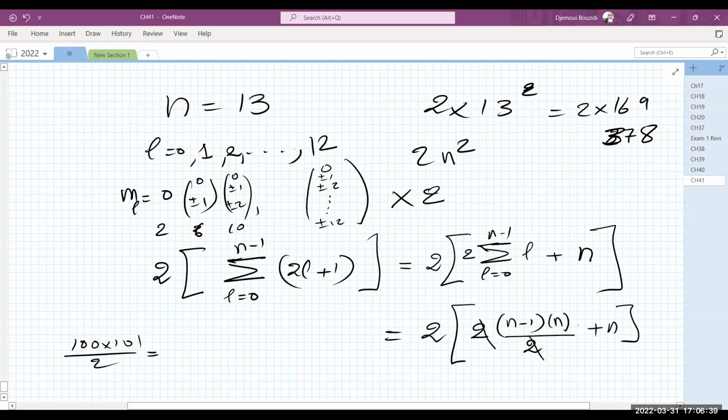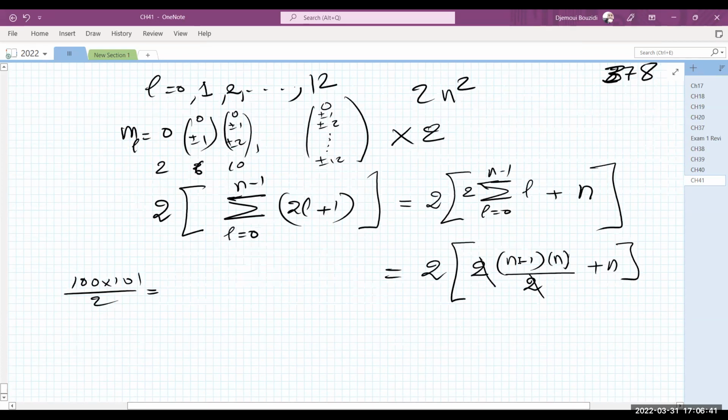Obviously, the 2 cancels the 2. The n is a common factor in here, and it will have an n minus 1 plus 1, which is n. So that's why I wrote it 2n squared.